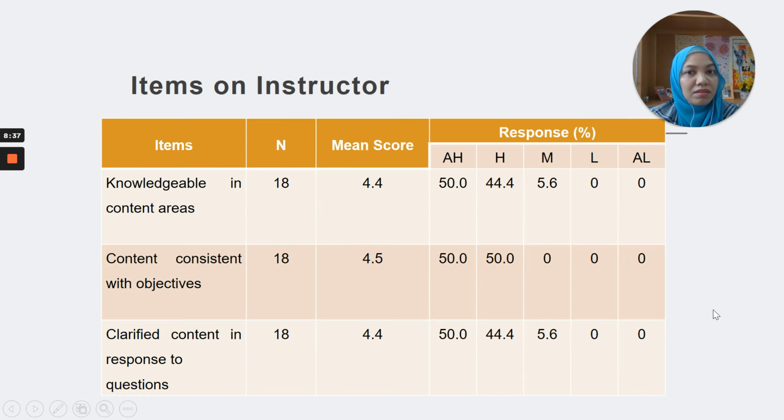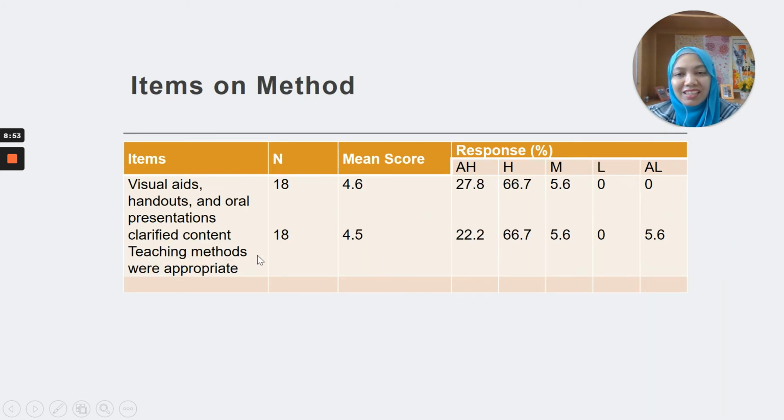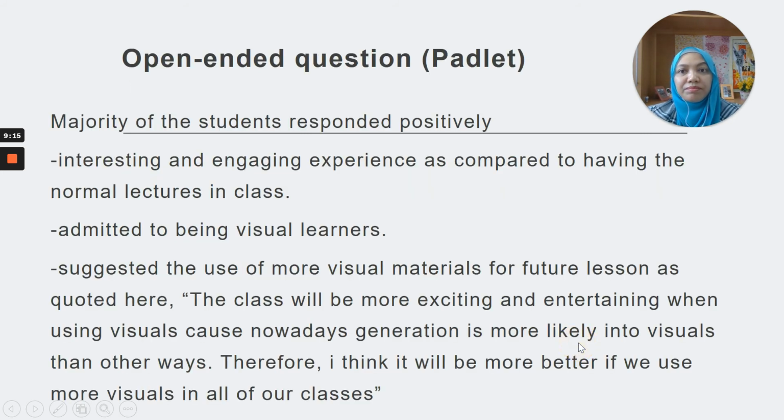I'm sharing here items on the instructor. So you can see the mean score here. Knowledgeable in content areas 4.4, content consistent with objectives 4.5, and clarified content in response to questions 4.4. And as you compare to items on method, the method part has gotten a higher mean score. Visual aids, handouts, and oral presentations clarified content. Teaching methods were appropriate. So apparently students valued the teaching methods used in this study.